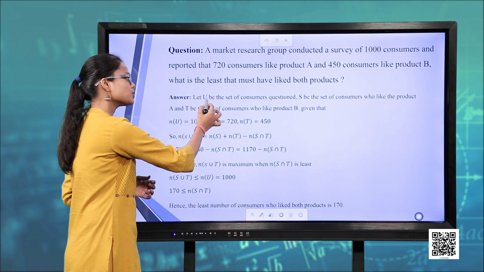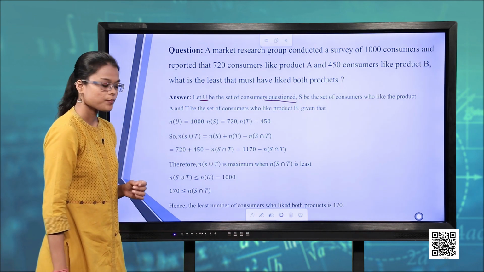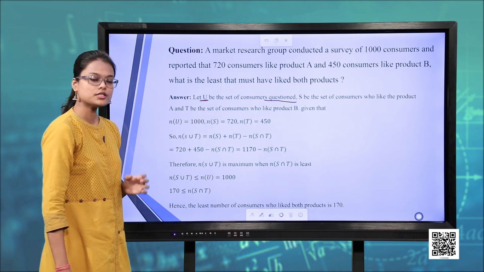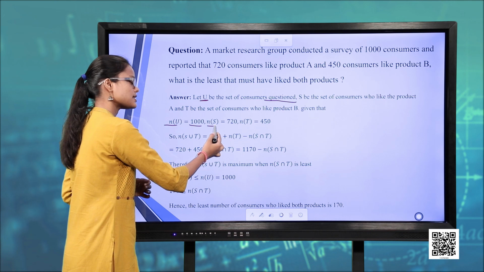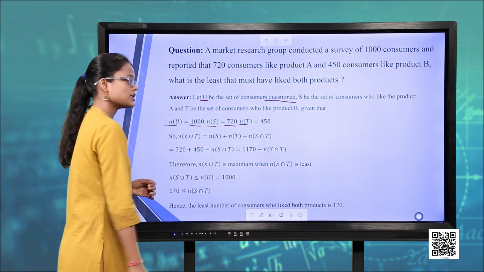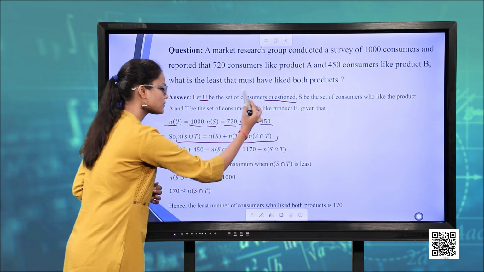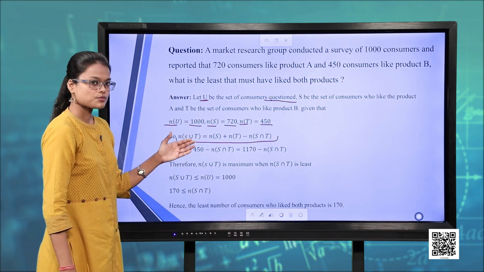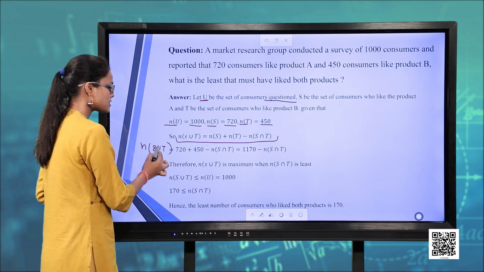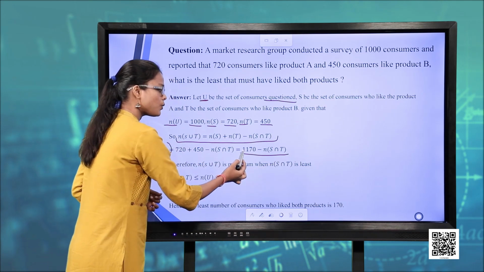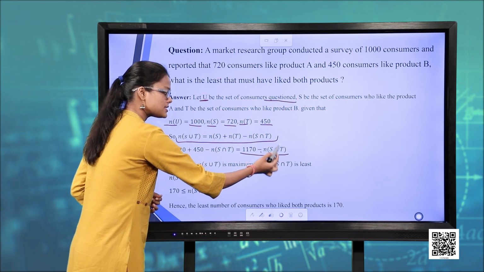Here, let us take U be the set of all those consumers which are questioned, S be the set of consumers who like product A, T be the set of consumers who like product B. So, according to the question, number of elements in U is 1000, number of elements in set S is 720 and number of elements in the set T is 450. Now, we already know this expression. If we put the value in the given expression, what we will get? You may see that number of elements in S union T is equal to 1170 minus the number of elements which are common in S and T.